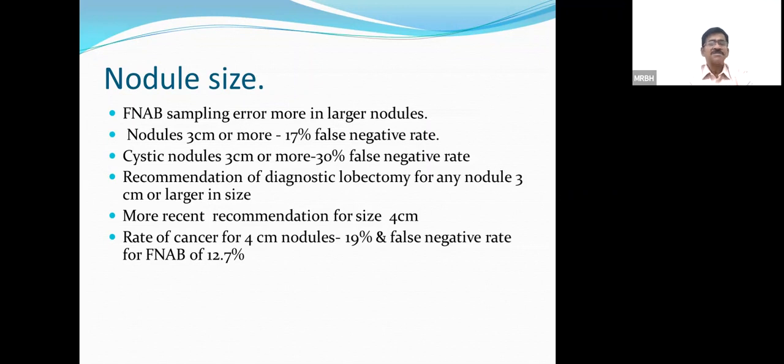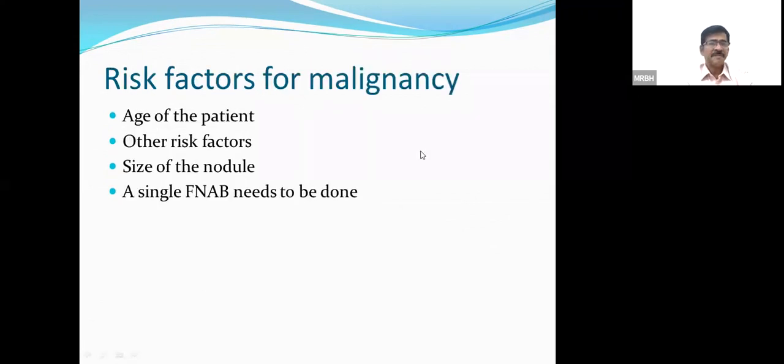The recent recommendation is 4 centimeter. The rate of cancer for 4 centimeter nodules is about 19%, and the false negative rate of reporting will be around 12.7%. So there is more justification. The risk of malignancy in a thyroid nodule is present in patients who have extremes of age. There are other risk factors like previous irradiation, size of nodule more than 4 centimeter, and a single FNAB needs to be done.